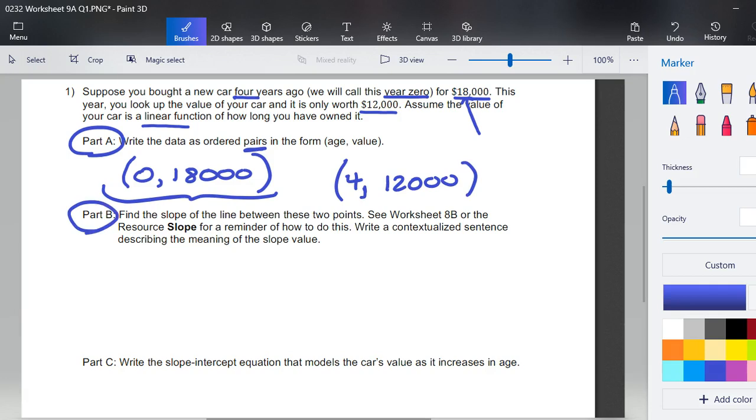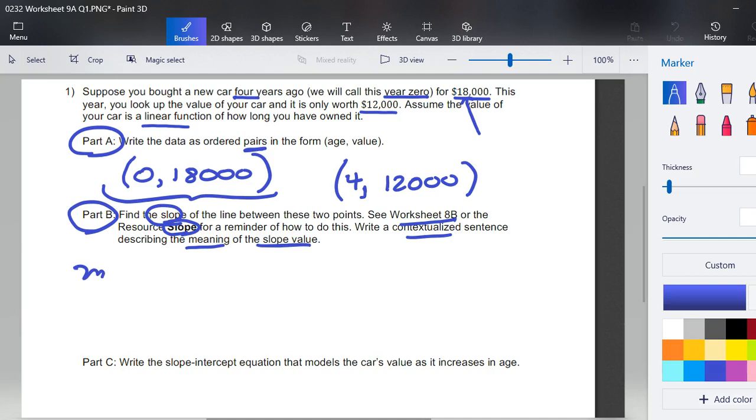Part B, find the slope of the line between these 2 points. And we do have some prior work, and we do have a resource in your MyMathLab in course student materials about slope. You can also search the internet to look for other forms and ways of doing slope. After we calculate the slope, we're being asked to write a contextualized sentence describing the meaning of the slope's value.